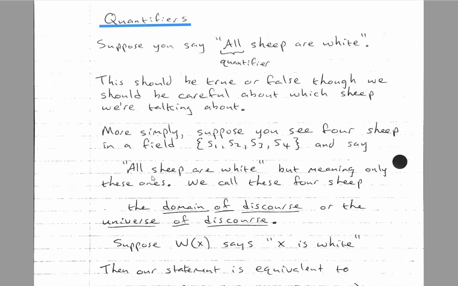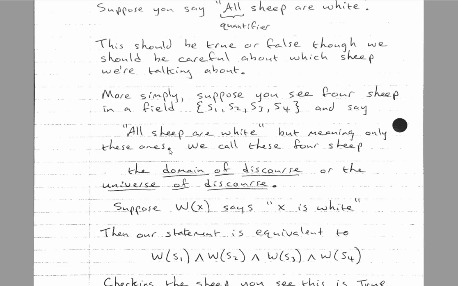Okay, so now we're being more specific. So our statement, all sheep are white, now we're just referring to these 4 sheep. All right, so that's our domain of discourse, or our universe of discourse. It just means what we're talking about when we say all. So in this case, all just means these 4 sheep. That's our universe. That's our domain for this example.